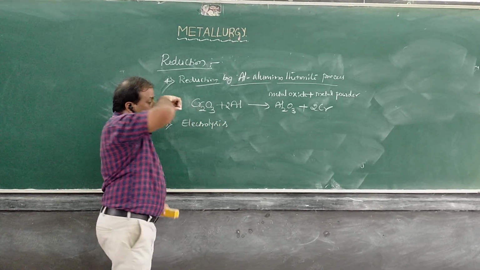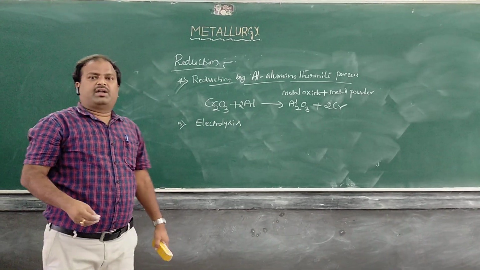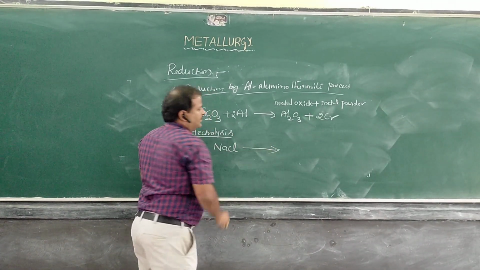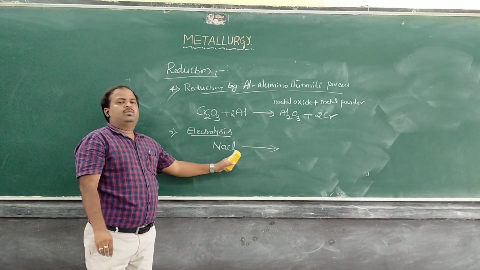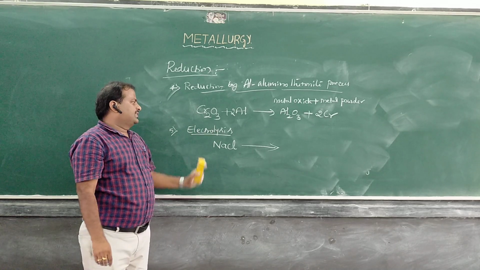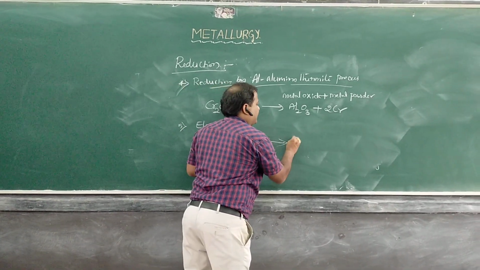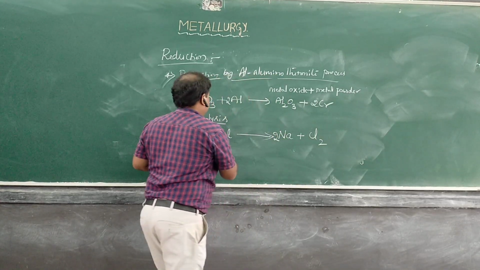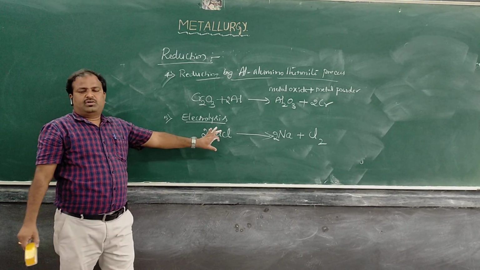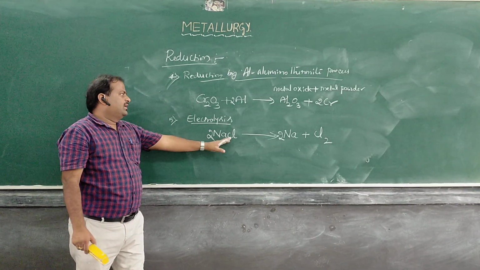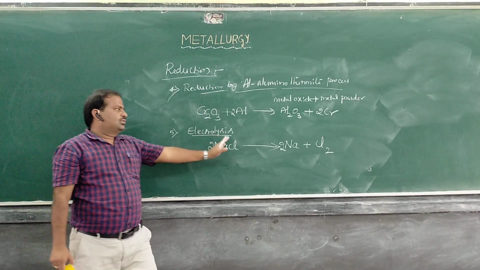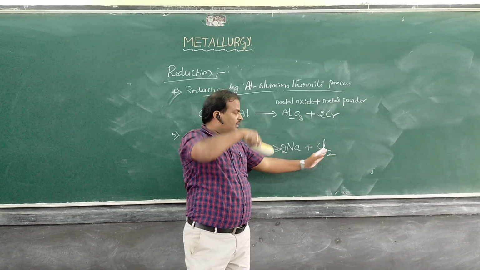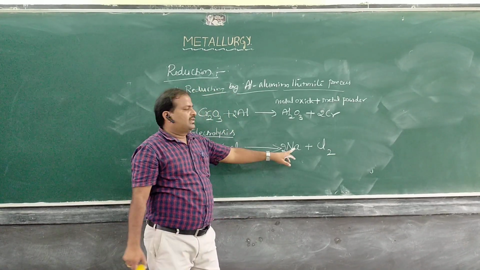Here sodium chloride in the molten state undergoes electrolysis and is broken into two products, that is sodium metal and chlorine gas. So the molten sodium chloride undergoes electrolysis to break into sodium and chlorine. This is one of the important methods for the production of sodium.